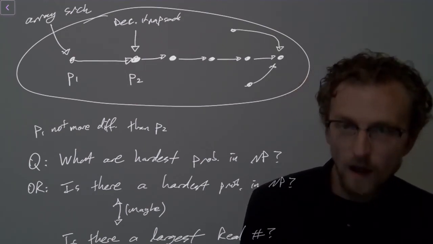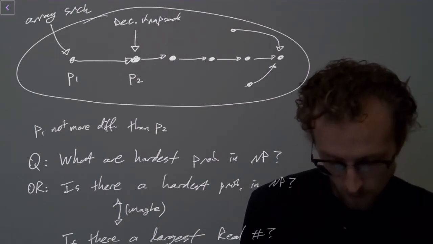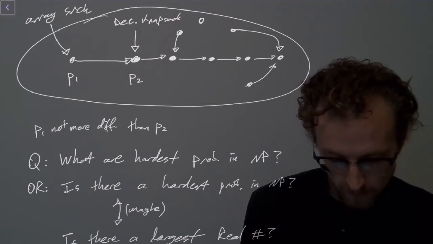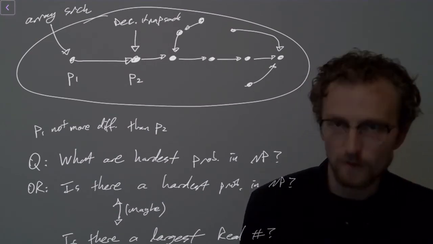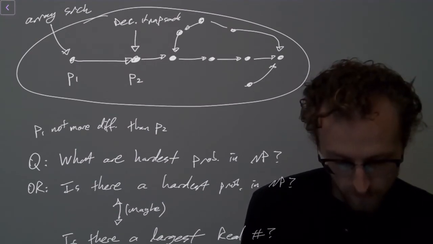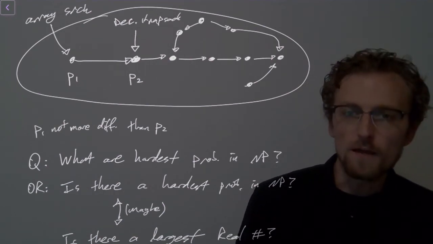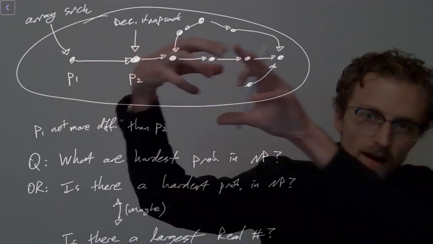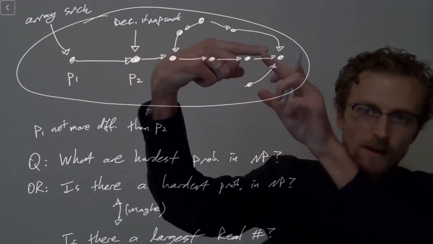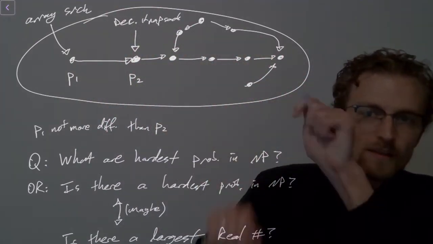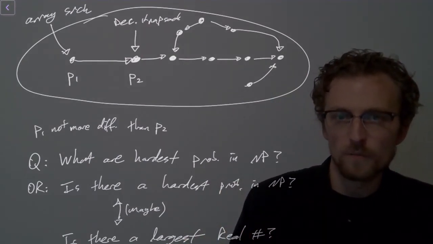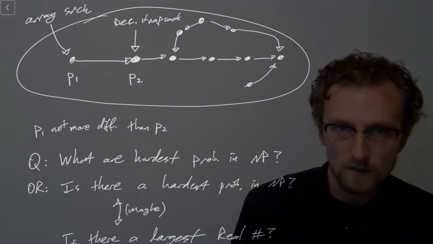Either by a direct reduction, or by being part of this chain that I've already drawn, or something similar. And maybe there could even be multiple reductions. But if there is a hardest problem, what that means is that essentially all of the arrows eventually land there, and there are no arrows leaving this thing that stay in NP. That's what it would mean for there to be a single hardest problem in NP.